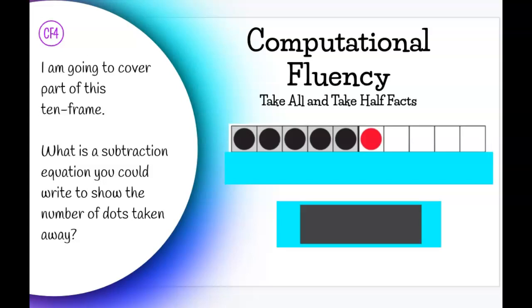I want you to look at this tens frame and think about the half that we've taken away. This is half of a number. How many dots do we have altogether? How many did we take away? And how many do we have left? Can you write an equation to show the number of dots that were taken away?